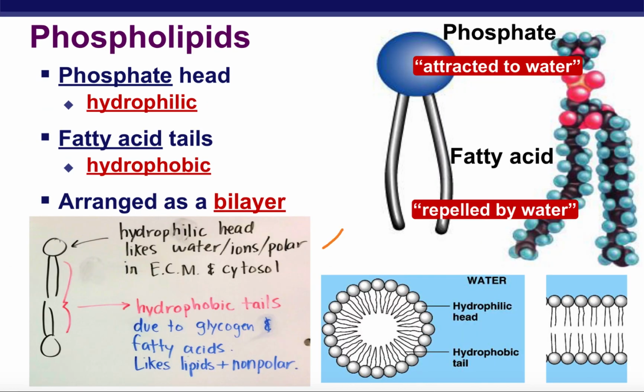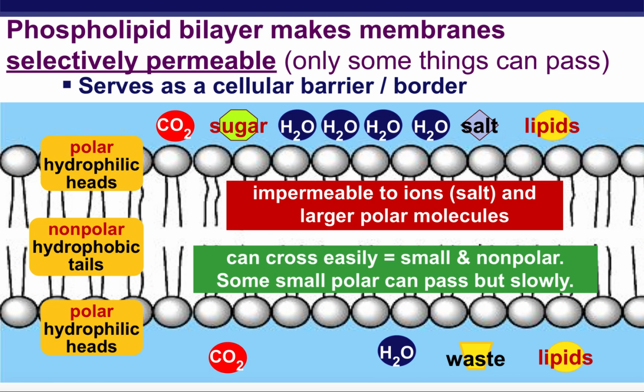But this is another image of that arrangement of phospholipid bilayer in the cell membrane. This isn't quite a bilayer. This is called a micelle, and it's just what phospholipids make when there's not enough phospholipids around to create a big bubble like a cell.